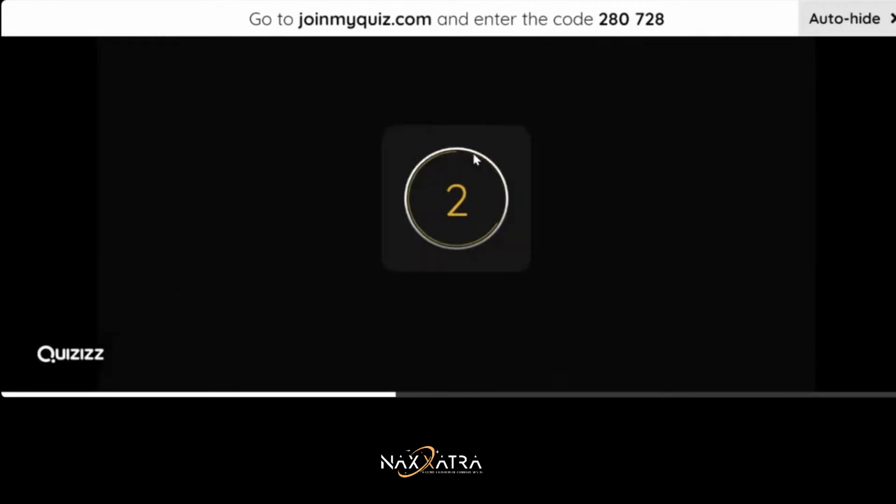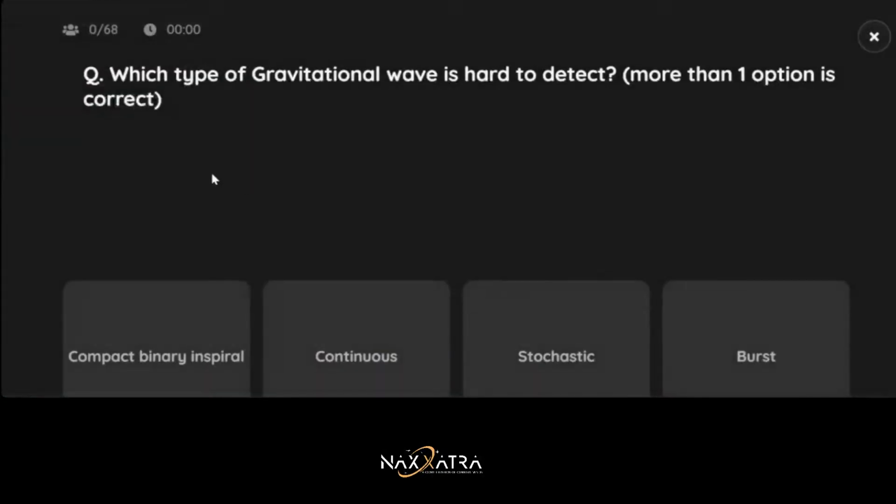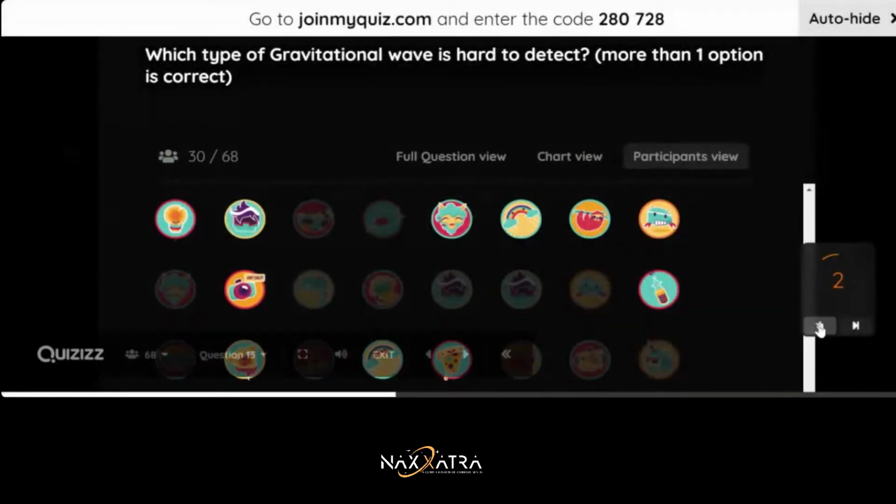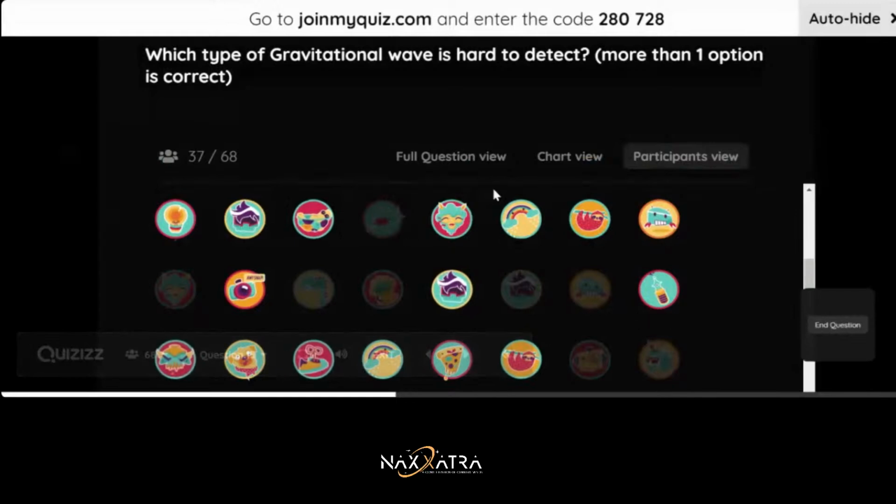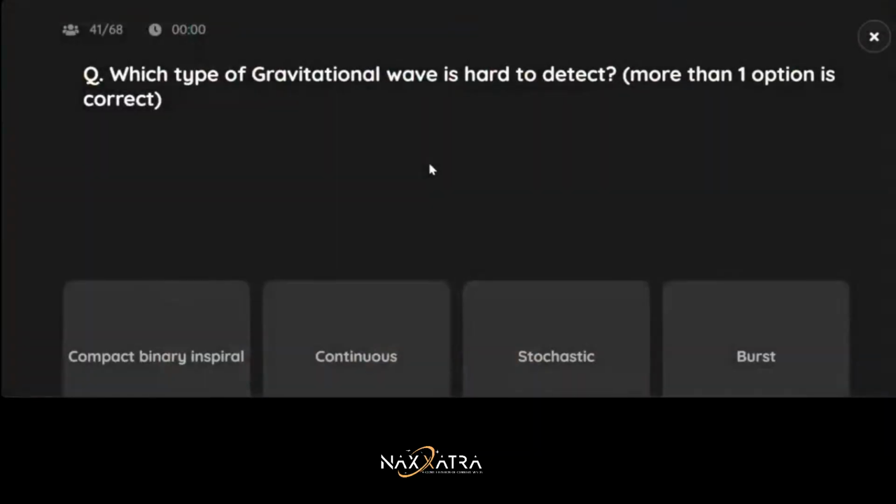So the next question. Which type of gravitational wave is hard to detect? More than one option is correct. So which are those gravitational waves which are very hard to detect? Only 5 seconds remaining. Fast. Still half of them have to answer. Fast, guys. So which gravitational waves are hard to detect?